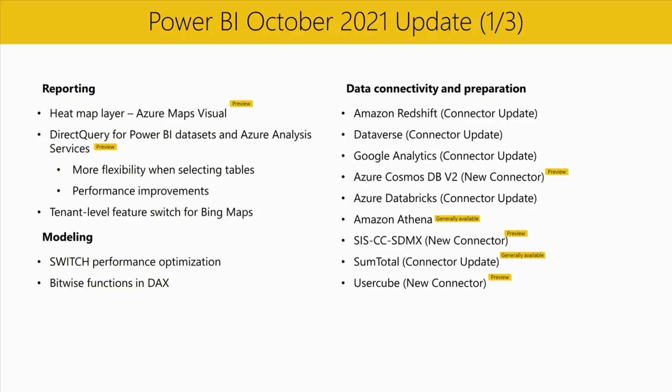We're expecting the change to roll out in the Power BI service later this month and in the desktop in the next release. In the modeling section, we've optimized the performance of the SWITCH function in DAX. You should see improved performance if the SWITCH function has a large number of values or if the value expressions contain measure references. We've also added new bitwise functions to DAX.